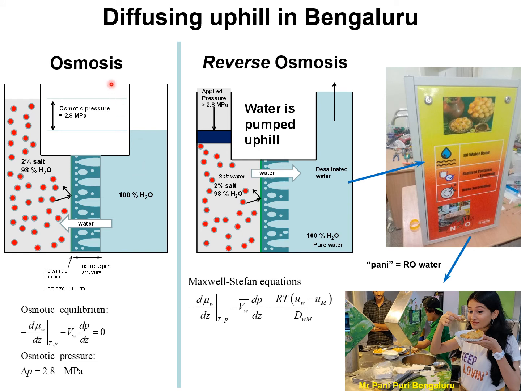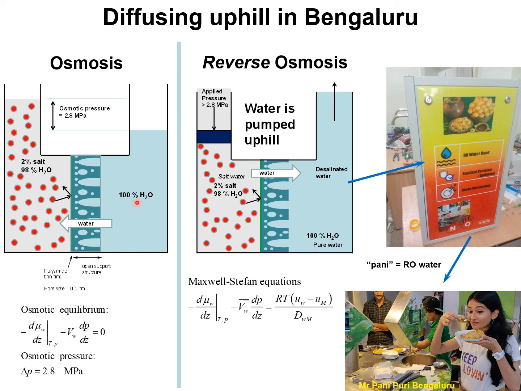Let's examine the phenomenon of osmosis. We take a vessel divided into two compartments by a membrane. The right compartment contains 100% pure water, and the left compartment contains salt water containing 2% salt. The membrane consists of a polyamide thin film with a pore size of about half a nanometer. The membrane allows water transport but prevents the transport of salt across the membrane.